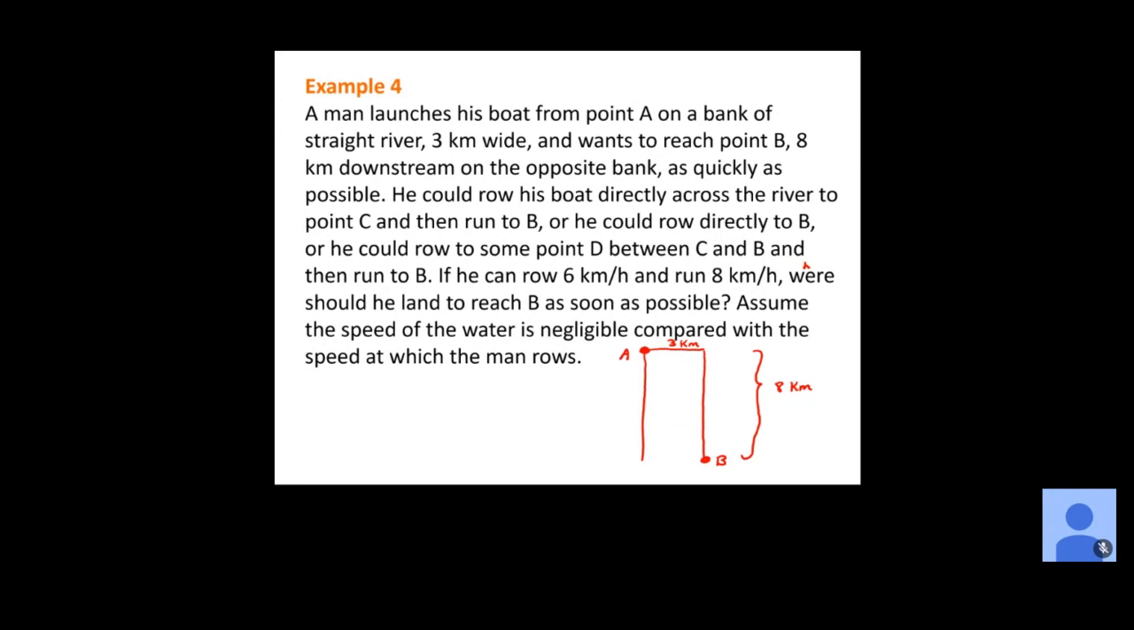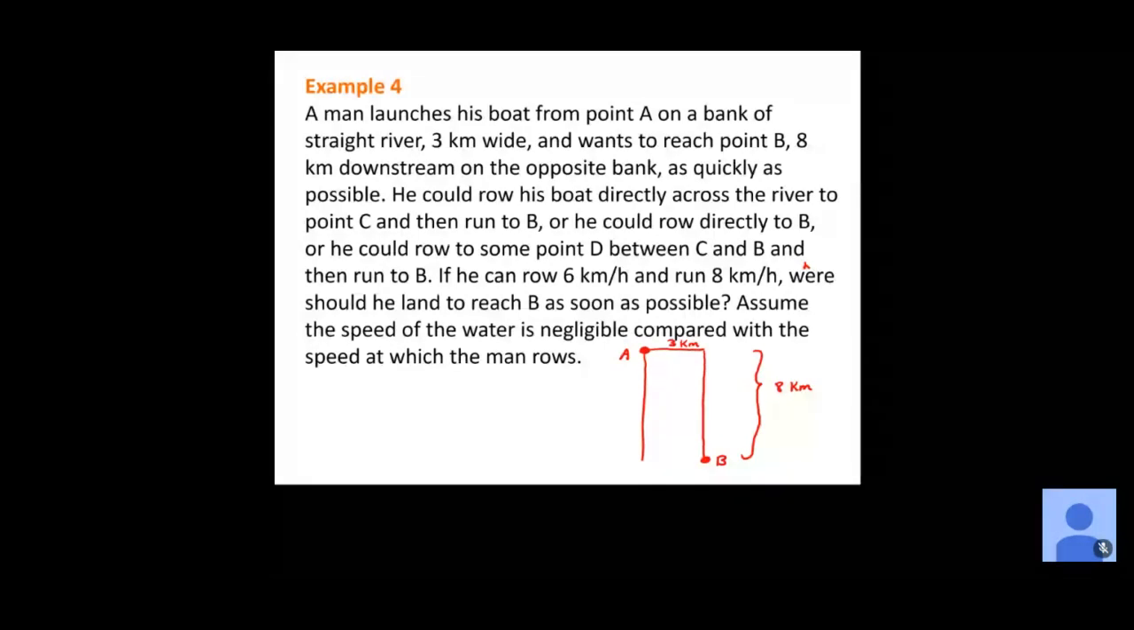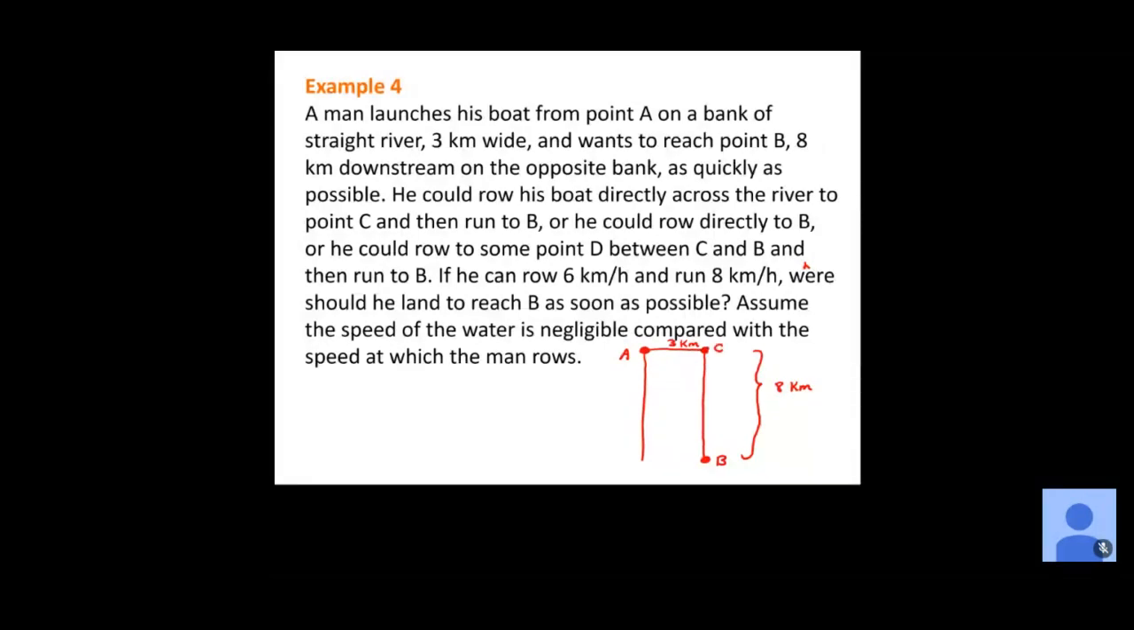Now, his 3 options. He could go from A to, let me make sure I put the right label there. Point C would be right here directly across. He could row to some point in between, which we're going to call D. And then he could run down to B. Or he could row directly. These should be straight lines. Sorry, they're not perfect. Okay, directly from A to B, right? Those are the 3 options: straight across and down to B, from A to D and then down to B, or directly from A to B.